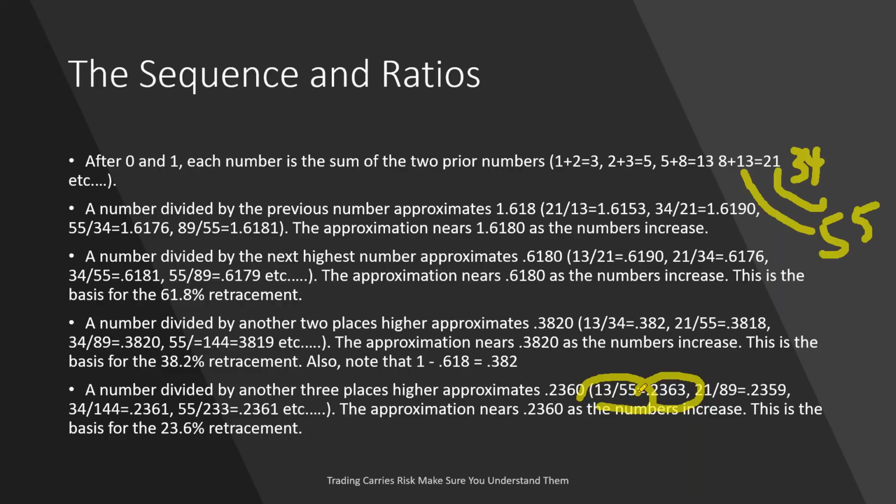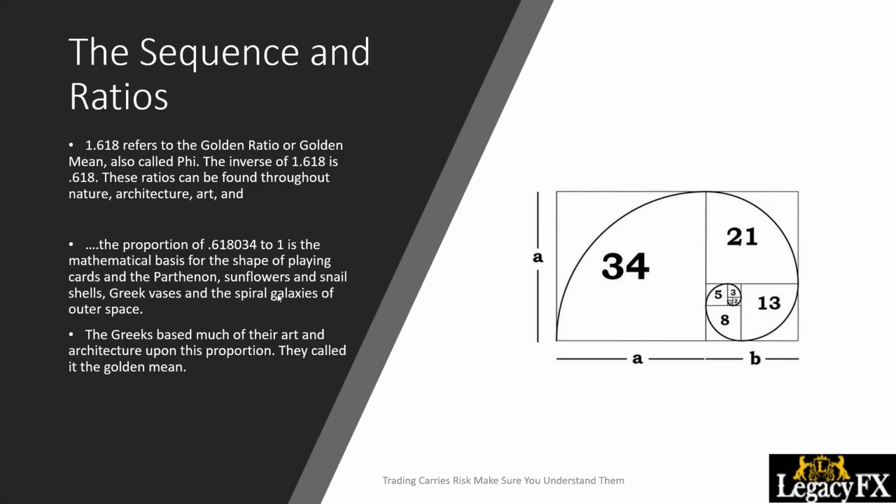Now the main retracement numbers are 23.6, 38.2, 61.8. And guess what? For the hell of it, we put in the middle 50%. Now, 50% has absolutely nothing to do with Fibonacci.